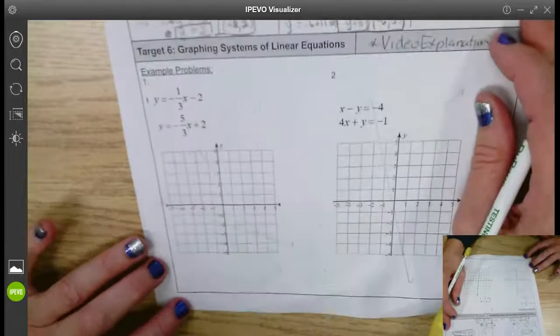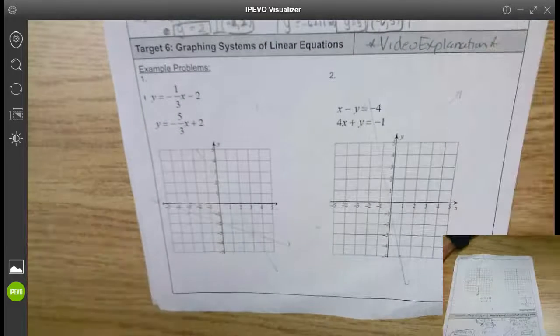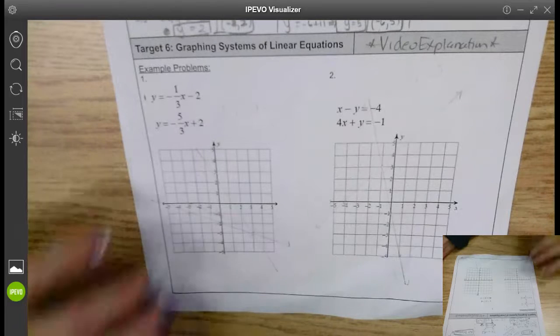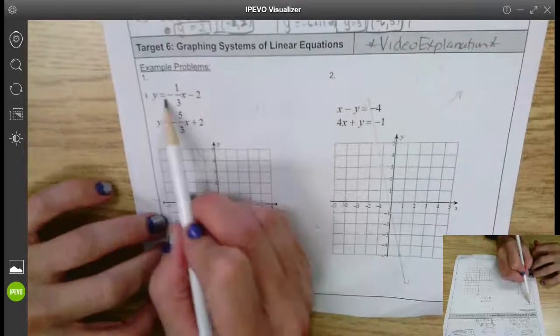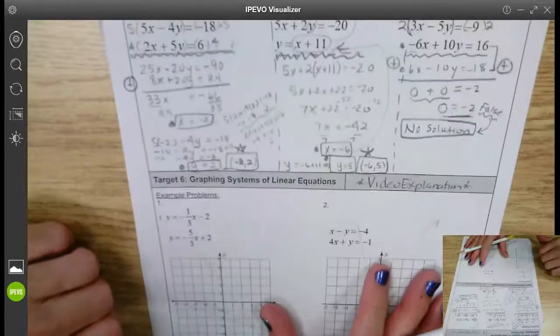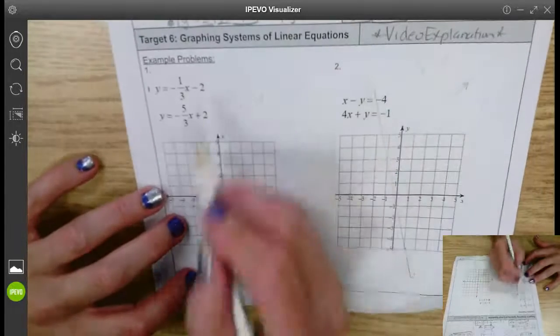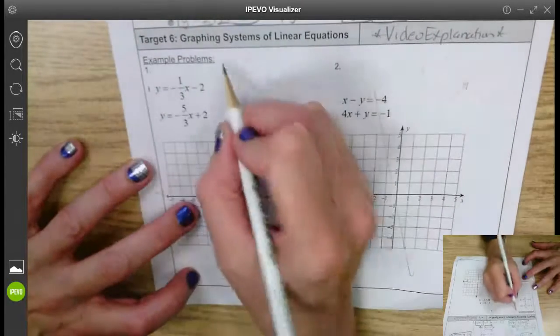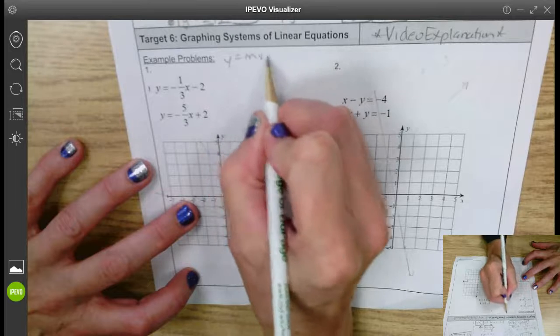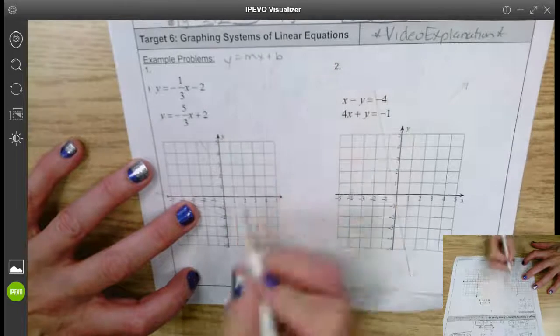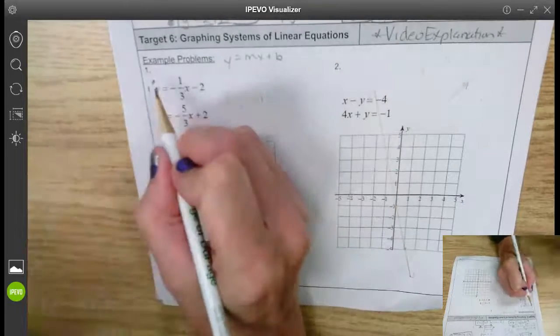So if you take a look here, the next target that we'll be seeing this week is graphing the system of linear equations so that we can find out what is the answer to x and y without doing the steps that we did before, or just to confirm the steps we did before. So the first one is pretty straightforward. It's in the right y equals mx plus b format. So that makes it a little bit easier to graph. So I'm going to do the first one right now.